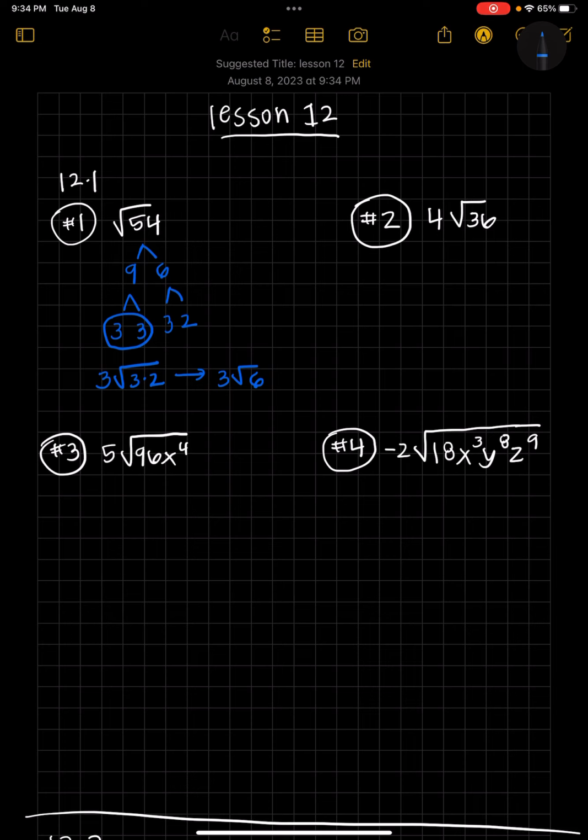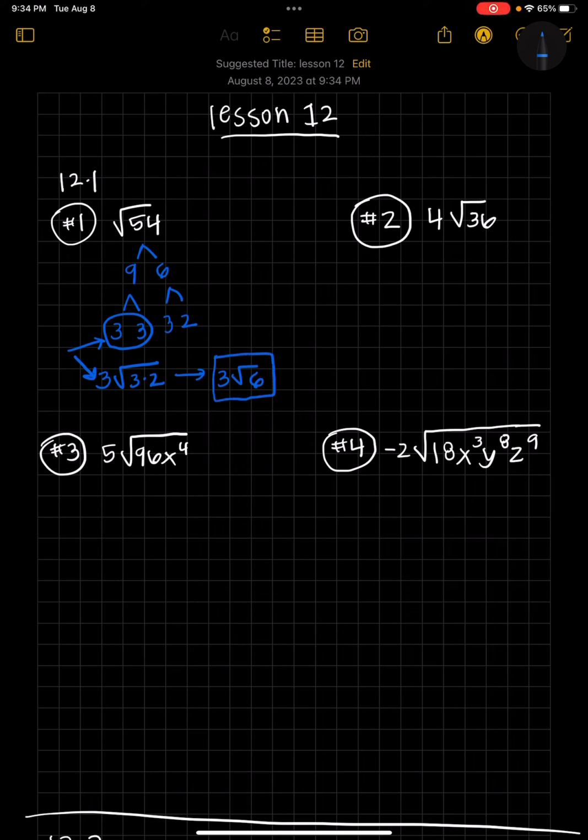Now let me explain that. The pair of 3s that I circle kind of morphs into 1 3 and goes on the outside of the square root. So those pairs of 3s turned into this 3 right there. And then what I didn't circle stays on the inside of the square root, and I just multiply the 2 numbers. So that's why my final answer right here is 3 square root 6.